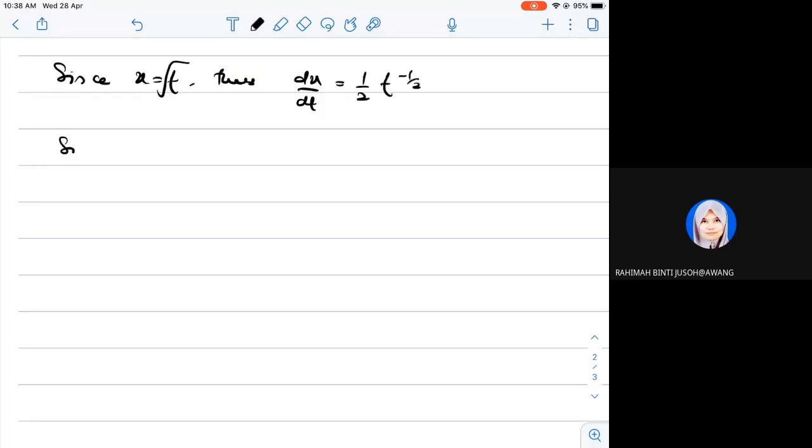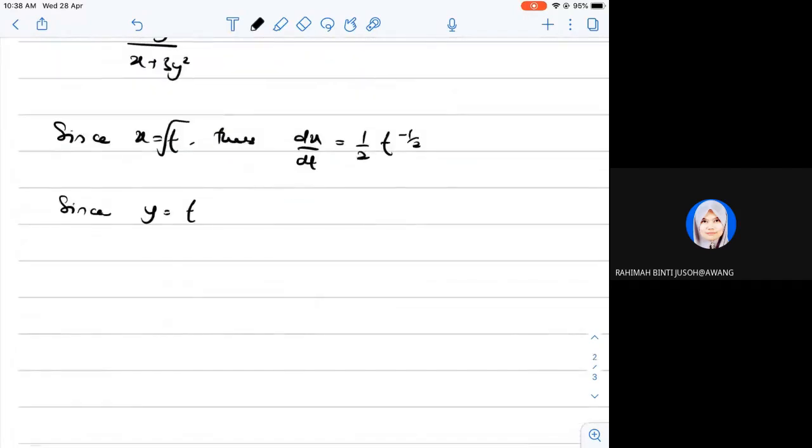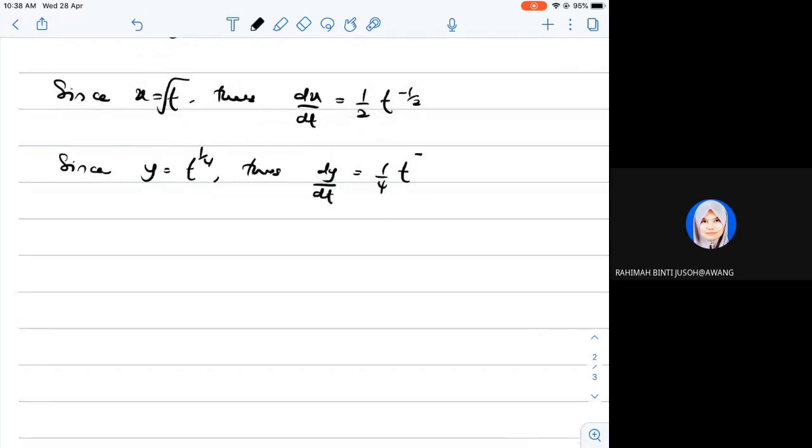And then since y equals to T to the power of 1 over 4, thus dy over dt equals to 1 over 4 T to the power of 1 over 4 minus 1 becomes negative 3 over 4. Yes, 3 over 4, just like that. Okay.